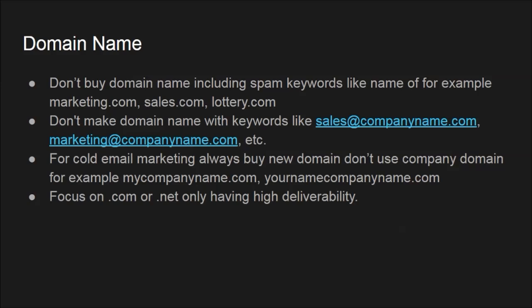When choosing a domain extension, it's best to stick with .com or .net. These extensions are most trusted and have the highest deliverability rate. While other extensions like .org, .co, .biz can work, they might not be reliable for email marketing.